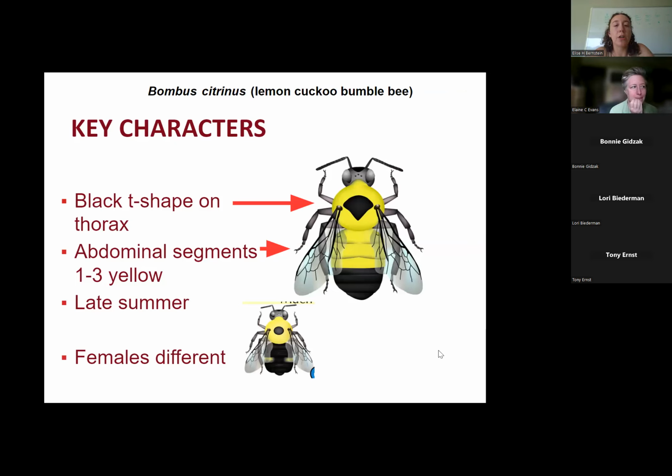Another bee that can be mistaken for rusty patch is Bombus citrinus, or the lemon cuckoo bumblebee, but specifically the males. The males and the females for this bee have different color patterns, but the males also have a sort of T shape or umbrella or thumbtack shape on their thorax, excuse me, but their abdomen is what's different. Their abdominal segments T1, T2, and T3, the first three are all yellow, which is quite a bit different from the rusty patch.